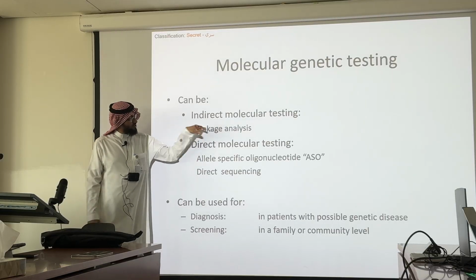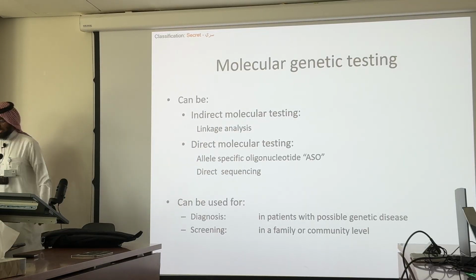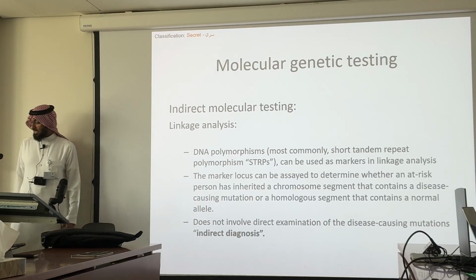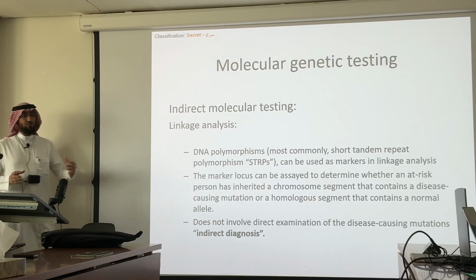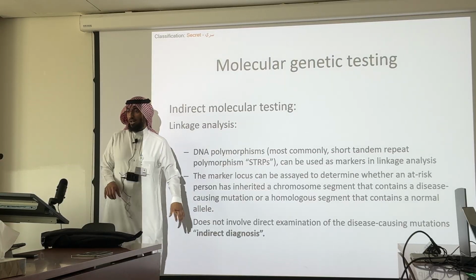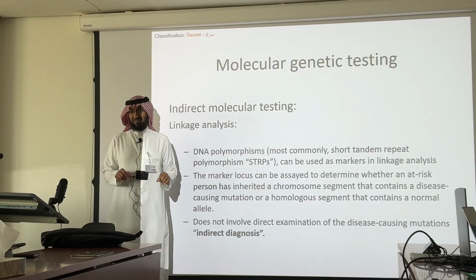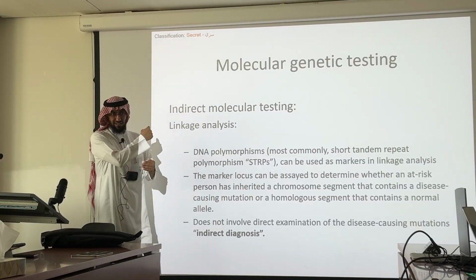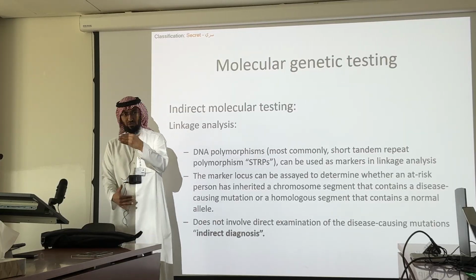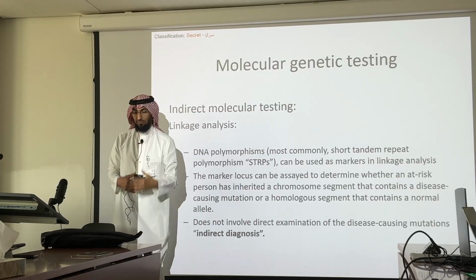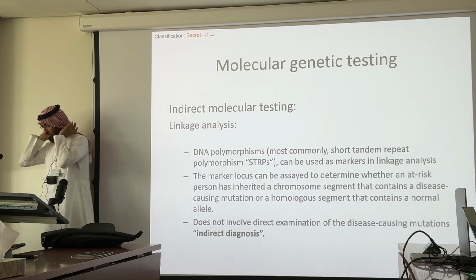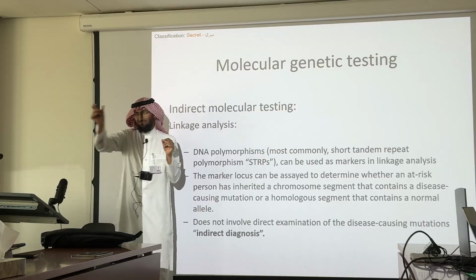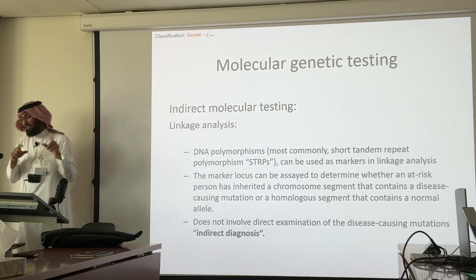Okay? Let's go with indirect molecular testing, linkage analysis as an example. So linkage analysis, as you know, there is an area in our genome known as DNA polymorphism. It's a short tandem repeat. Tandem means in succession, like tandem mass spectrometry, one mass spectrometer after another in succession. So there are short tandem repeats in our genome, repeated regions in our genome. We can use it as a landmark.